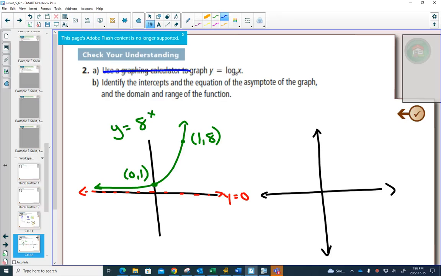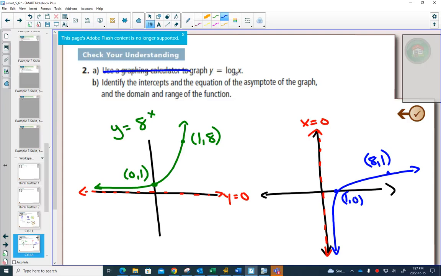Okay? So instead of (0, 1), we have (1, 0). Instead of (1, 8), we have the base, 8, 1. And instead of an asymptote at y equals 0, switching the x and y, this would become x equals 0. And our basic log graph looks like this.